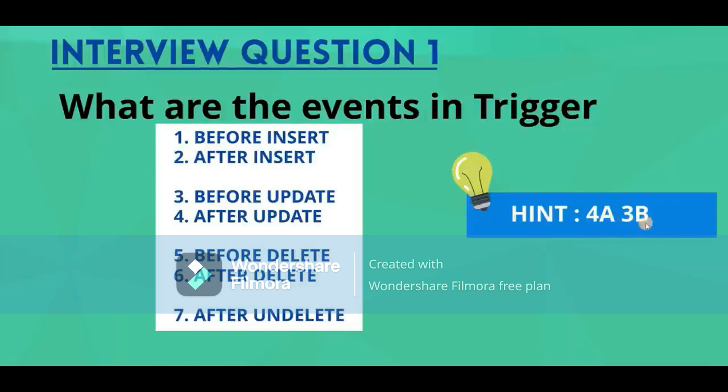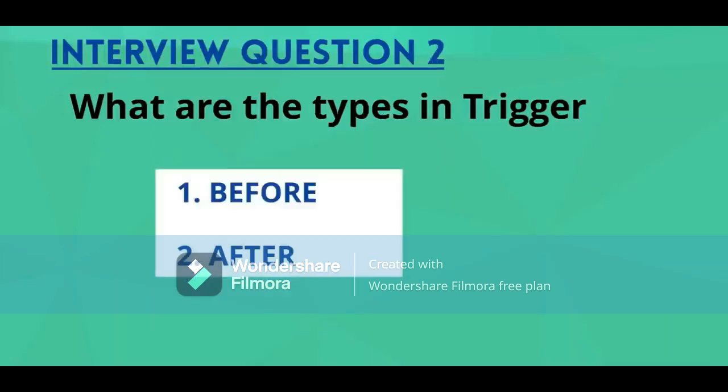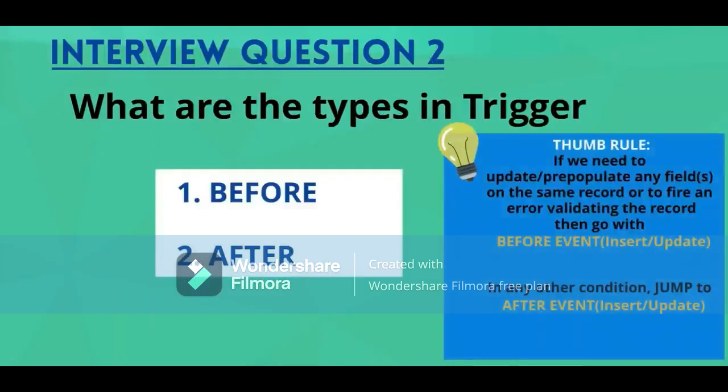And 3 Bs, 3 befores. Before insert, before update, before delete. Now comes the second entry question. What are the types of trigger?